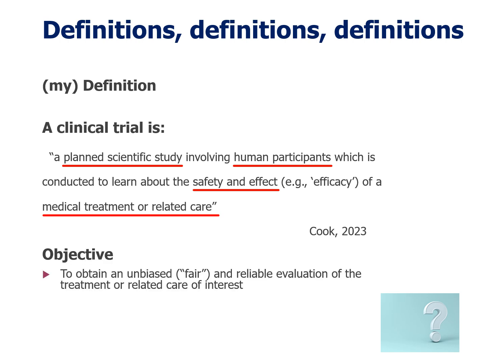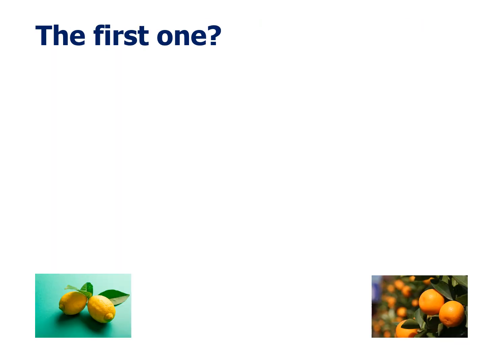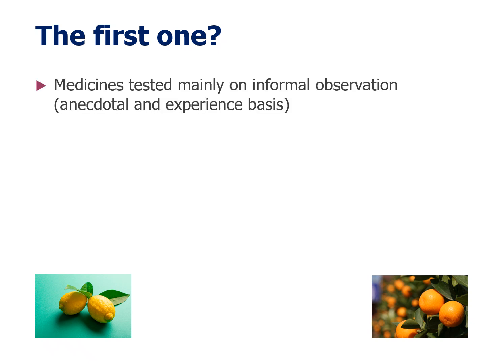And why do we do these studies? Well, the objective might be put like this: to obtain an unbiased or fair and reliable evaluation of the treatment or related care of interest. Given that, when might we say the first clinical trial was conducted? Well, throughout history, we have had medicines tested in various ways, mainly on an informal basis, anecdotal and experience-based.